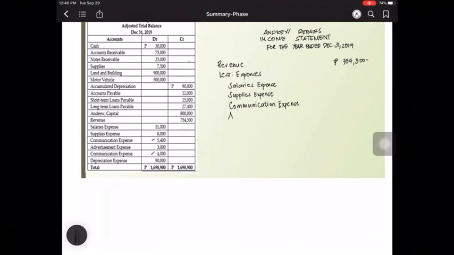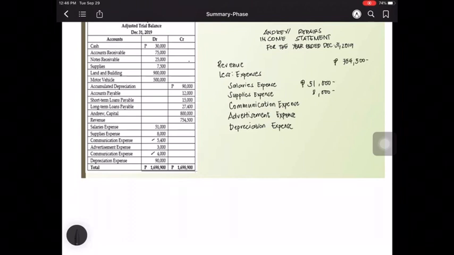So aside from communication expense, we also have here your advertisement expense, and lastly we have your depreciation expense. Okay, so we put the amounts for these expenses. Salaries amounted to 51,000. Supplies amounted to 8,000. Your communication expense, that is 5,400 plus 4,000, we have 9,400. Your advertisement expense amounted to 3,000 pesos. Okay, let's put a tick mark so that we know that we already included them in our report. Your advertisement expense is okay.